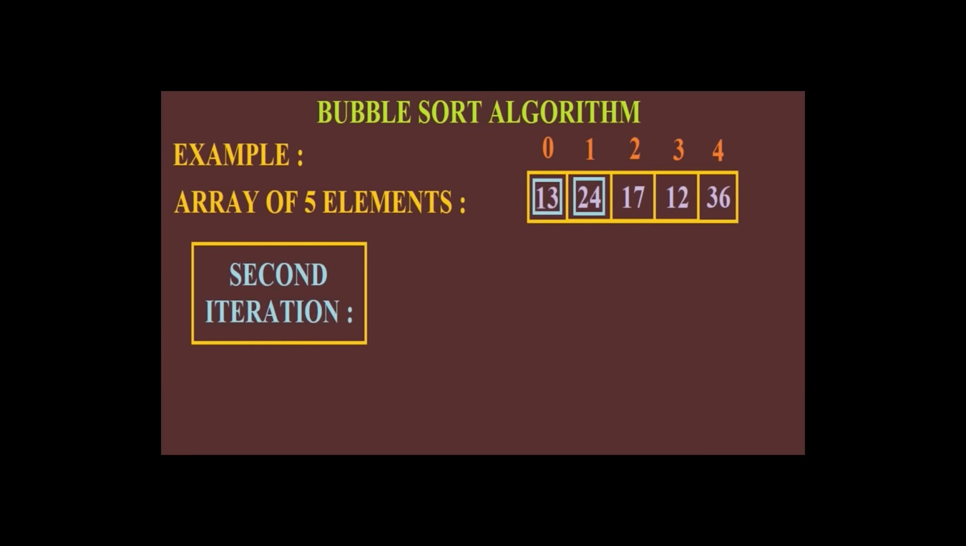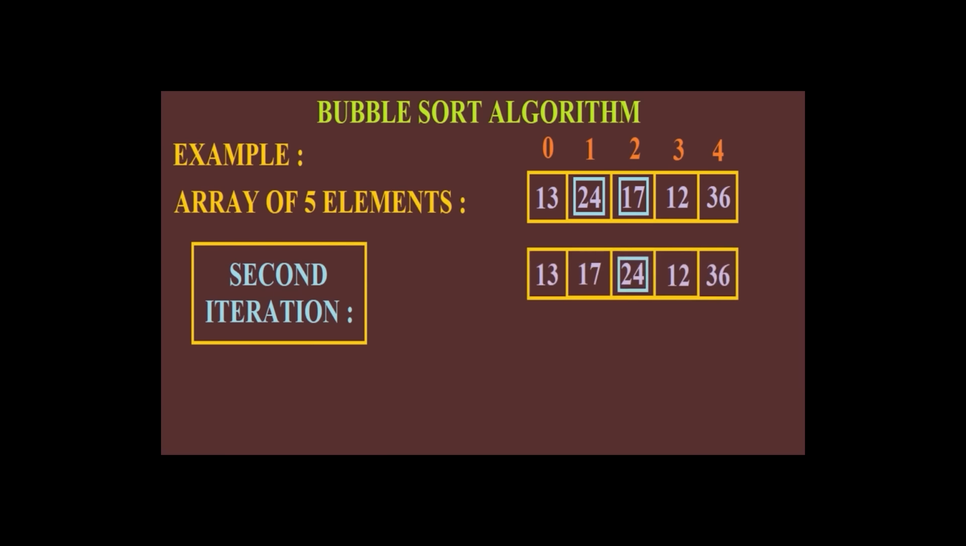Since 13 is less than 24, they will stay at their original positions. Now, 24 will be compared to 17. Since 24 is greater than 17, they will swap positions. Now, 24 will be compared to 12. Again, as 24 is greater than 12, they will interchange positions. Then 24 will be compared to 36, and as 24 is less than 36, both of them will remain in their original positions.